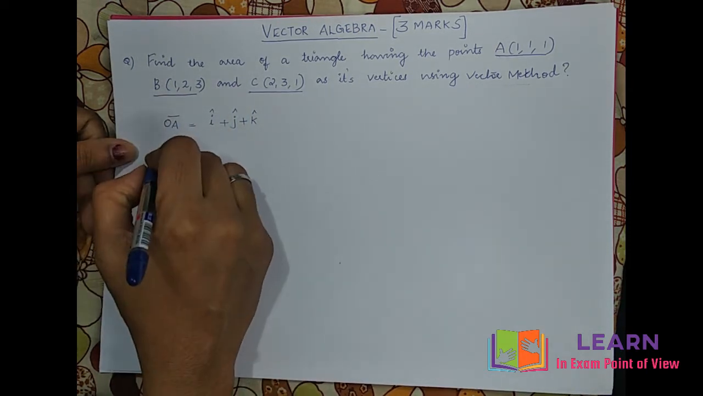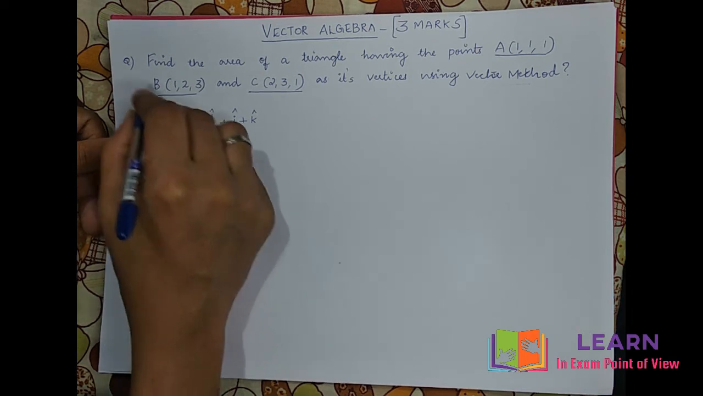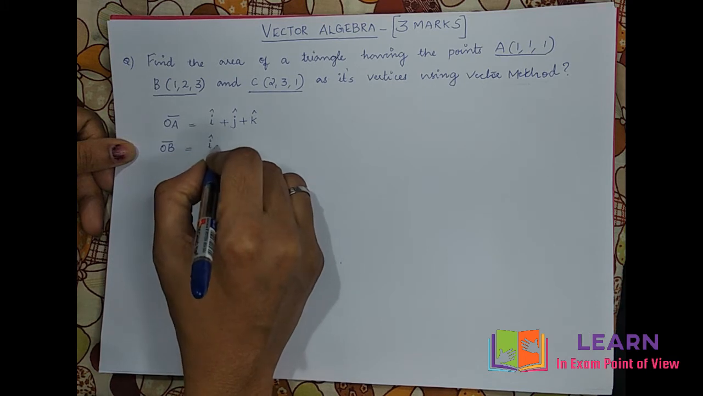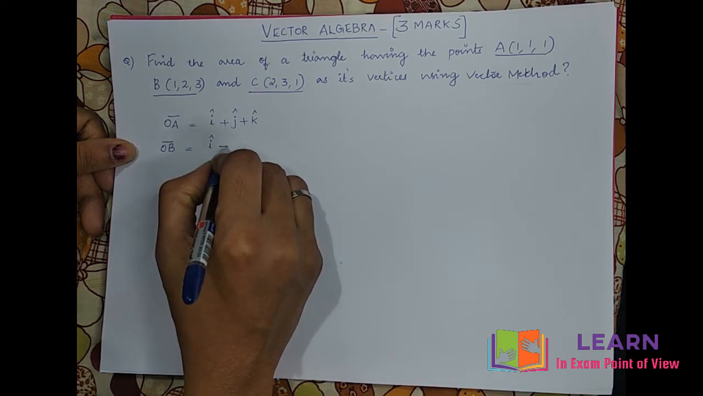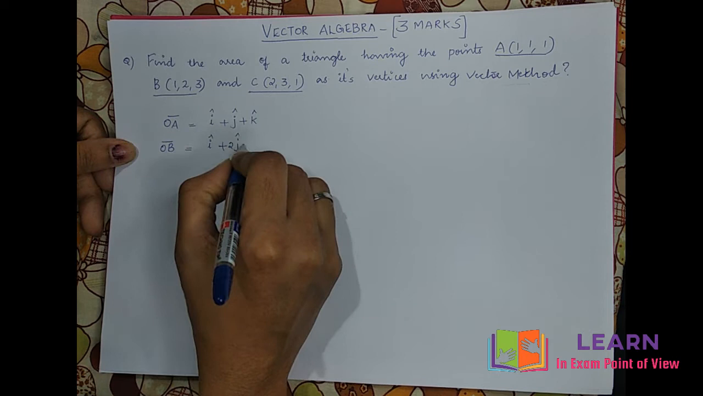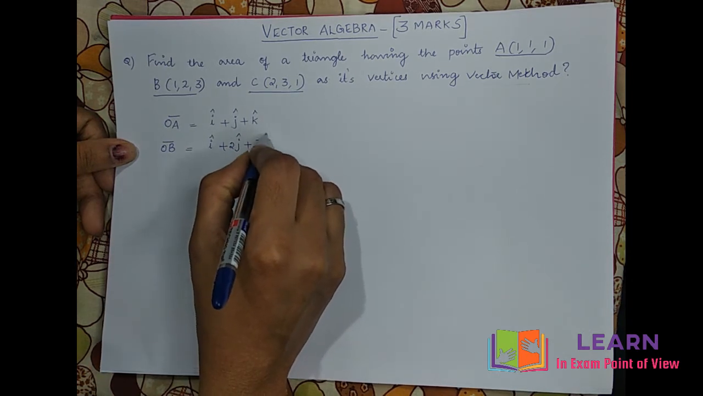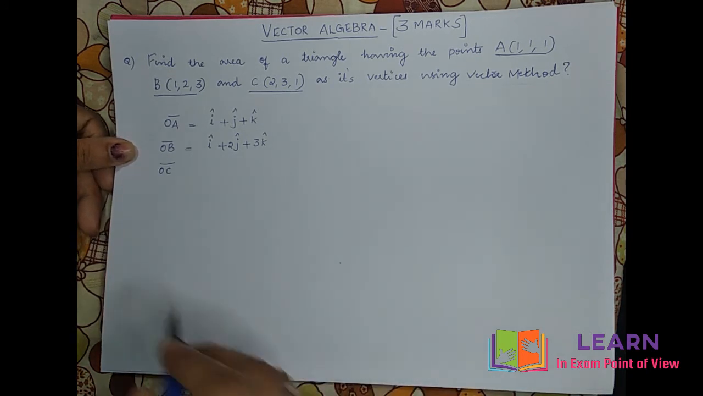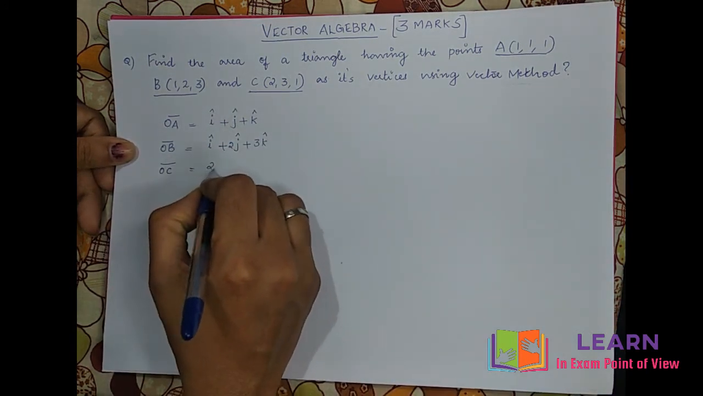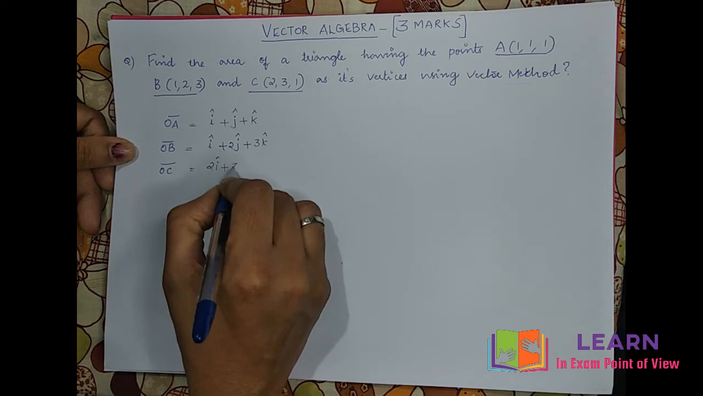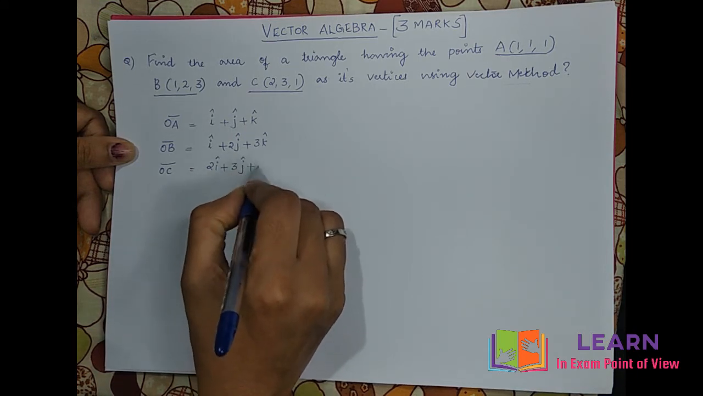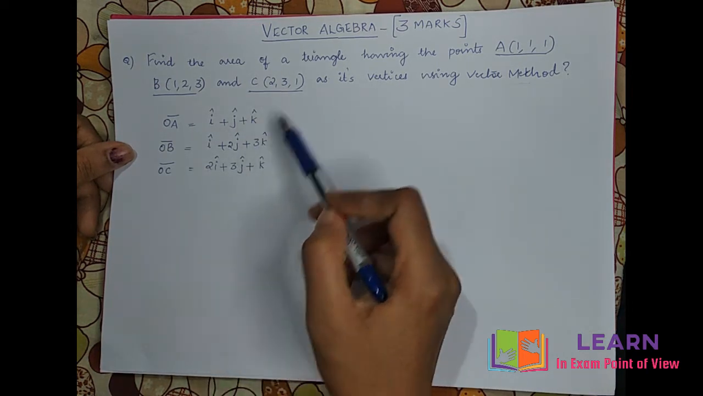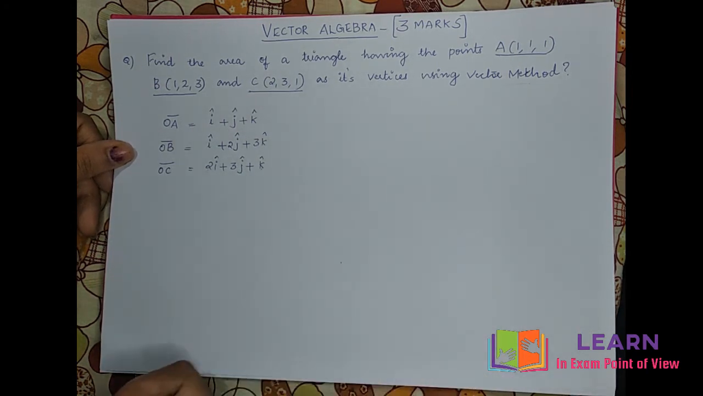So similarly, the position vector OB for this point, you can write I plus 2J plus 3K. Similarly OC. Okay, OC is what? 2I plus 3J plus K. Correct? 2I, 3J, K. Okay.